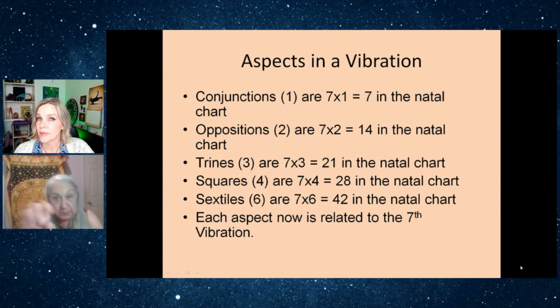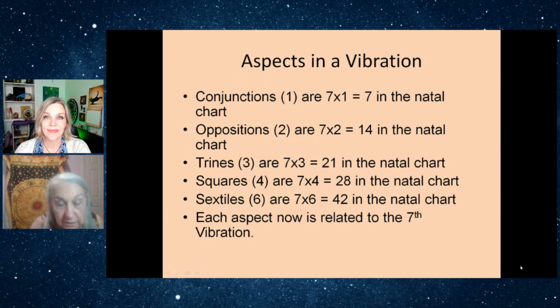Now, here are the aspects in the vibration. Okay, these show some of the family. The conjunctions in vibration 7 are vibration 7 in the natal chart. They're going to be 1 7th, 2 7ths, or 3 7ths, or conjunctions that are really tight. Oppositions, that's the 2. So in the natal chart at 7 times 2, they will be 14ths: 1 14th, 3 14ths, 5 14ths.